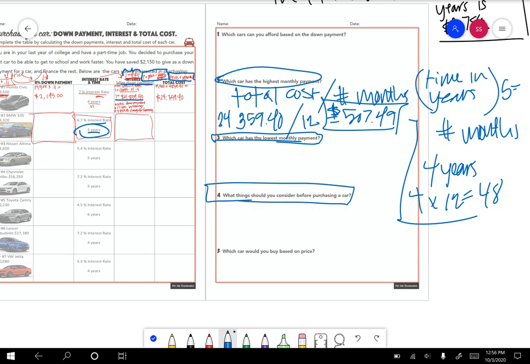Then I want you to talk about what things you should consider before purchasing a car. So it could be in general, or maybe there's some things that you specifically want in a car. Like it has to be really fast, or it has to be blue, or you want all-wheel drive or four-wheel drive, that kind of thing. And then you're going to answer this question: which car would you buy based on price? So remember, we have the down payment you need to consider, because we only have $2,150 for the down payment, right? And then you would want to compare prices.